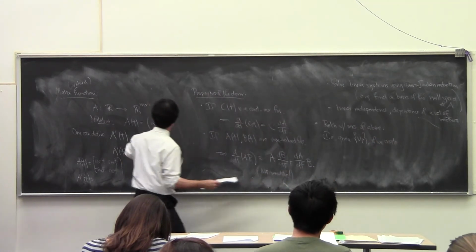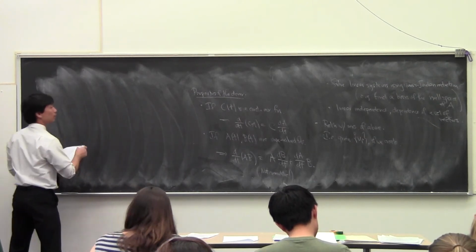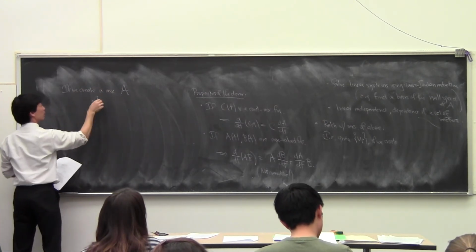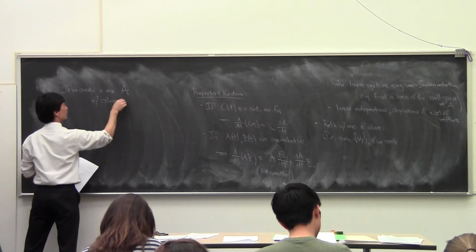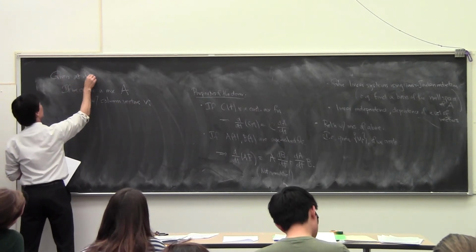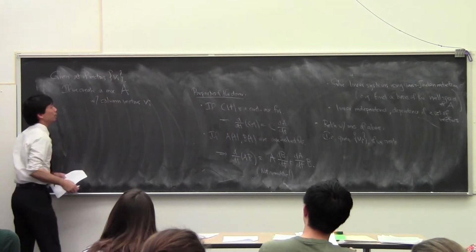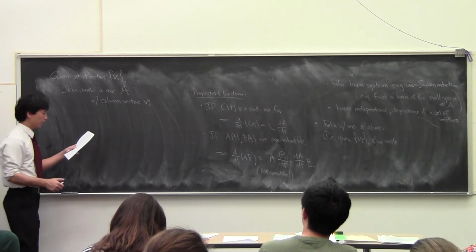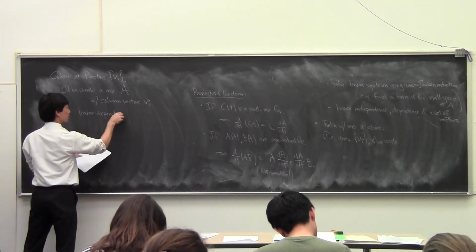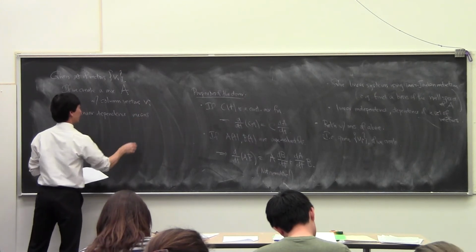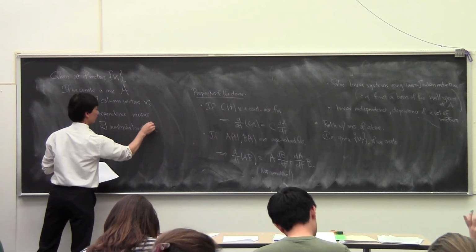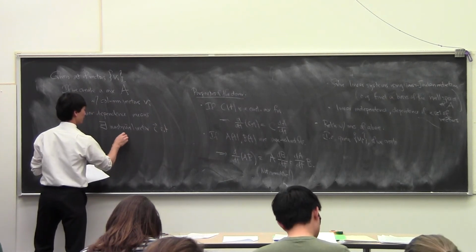if we create a matrix A with column vectors v_i, so given some vectors v_i, if we create a matrix A with these column vectors v_i, linear dependence means that there exists some non-trivial vector C such that AC is 0.